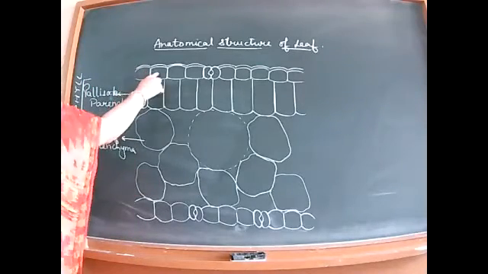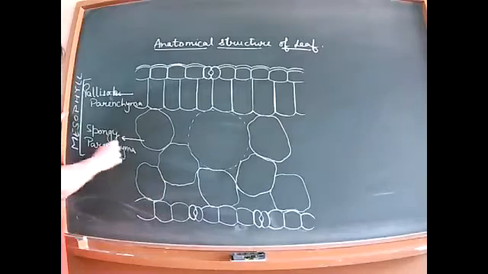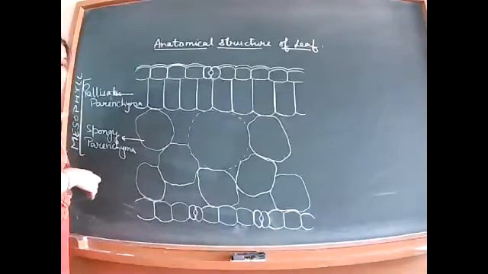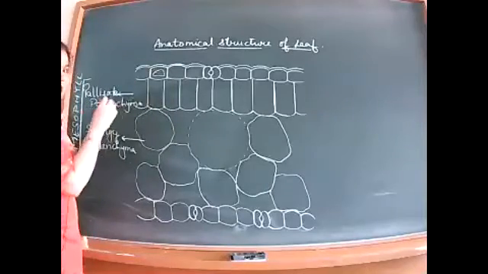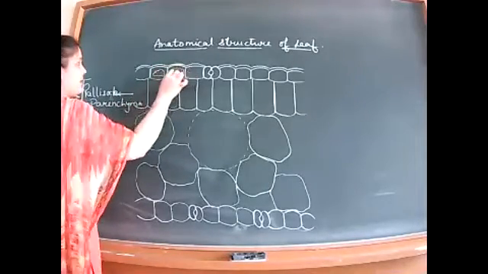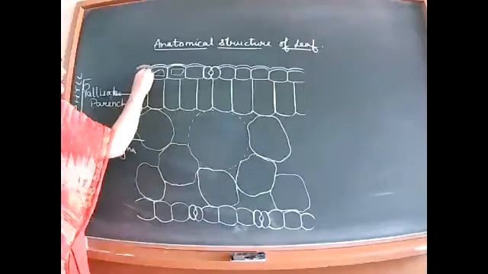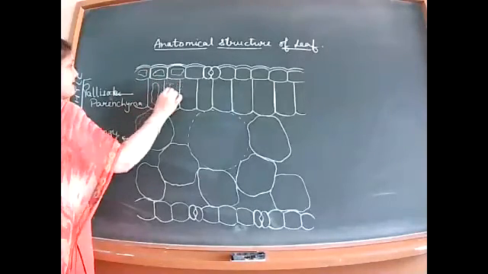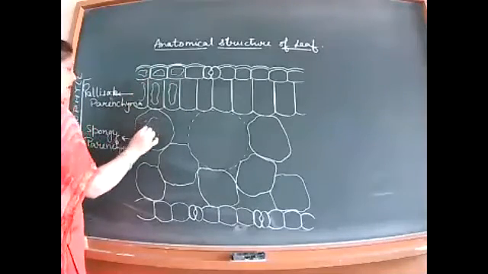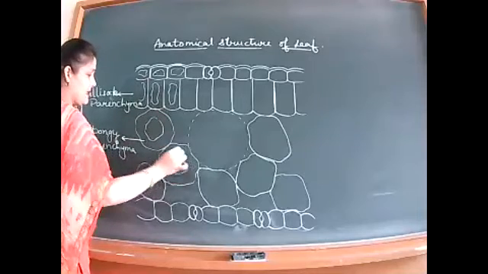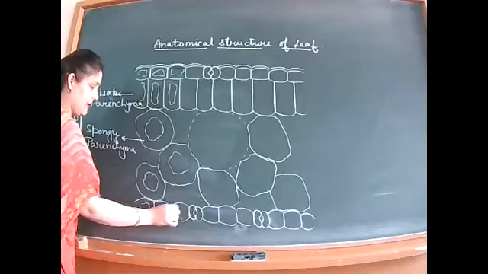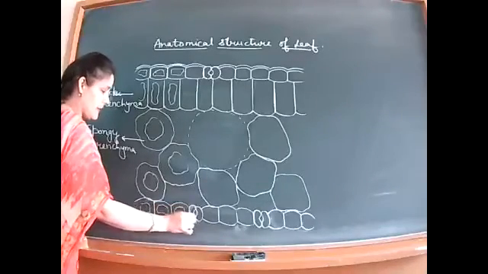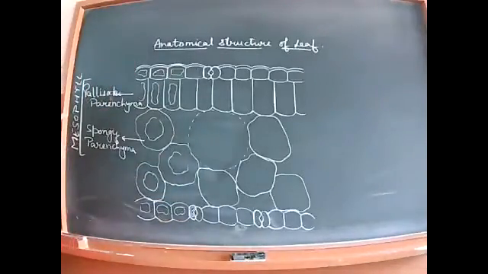Okay, this is upper epidermis, palisade, spongy, and lower epidermis. Now, because all these are plant cells, they will have a vacuole, right, just in the middle. You are not going to create this for all the cells. You can just create it for a couple of cells of each kind, like this, on one side. It is understood that a vacuole is present in all types of cells.